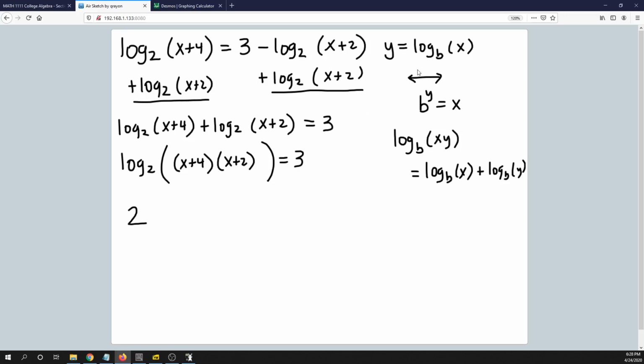And then next I look at the exponent. The exponent in the exponential form is y, and that is what is on the opposite side of the equal sign from the log in the logarithmic form. In our case, it's 3. So we have 2 to the third power. And then what is inside the log in the logarithmic form is on the opposite side of the exponential expression in the exponential form. So over here we have x plus 4 times x plus 2.